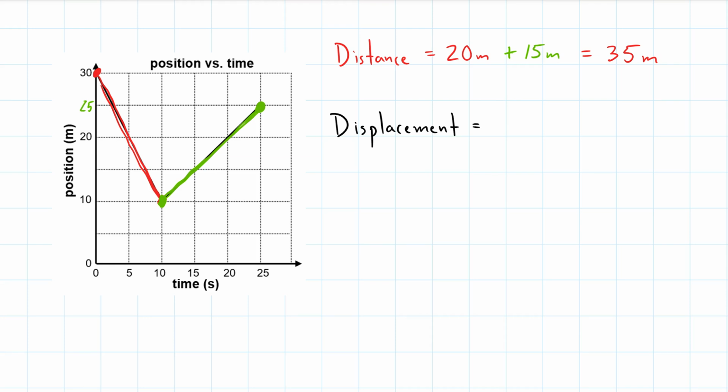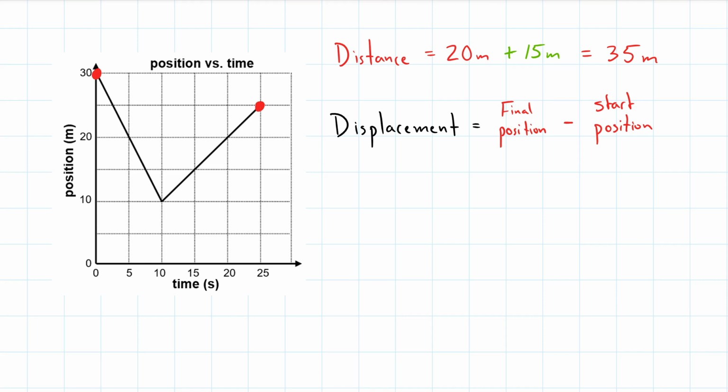Okay. Now, if I'm worried about displacement, remember displacement now only cares about the difference between where I start and where I finish. So that person started at 30 and they finished at 25 meters. So the easiest way to do that, if I want to know the difference between start and finish, I go final position minus the starting position.